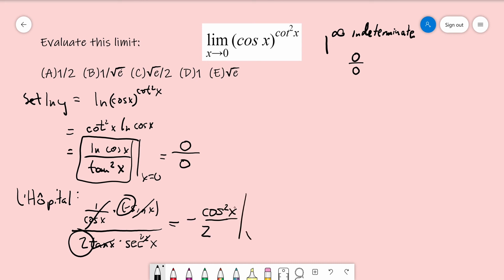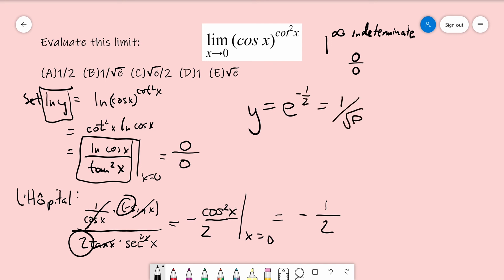Now, if we evaluate this at x equals 0, we will get cosine of 0, which is 1, squared is still 1, over 2. Okay, we're almost done. We finally got a number that's not indeterminate. And now we have to remember that this is not our answer, this is the natural log of our answer. So if we want to find what y is, we have to take the exponent of negative 1/2, which is the same thing as 1 over root e, which is answer B.